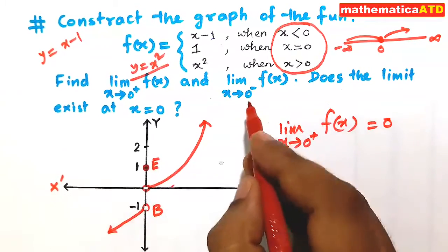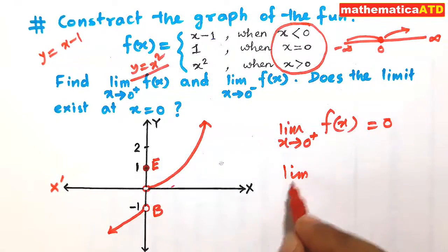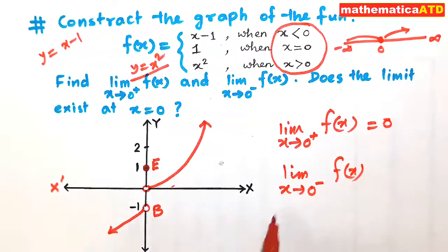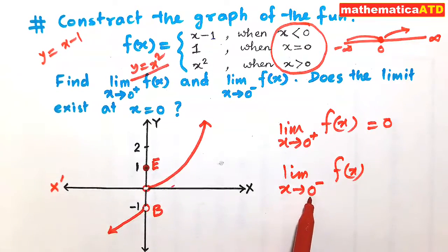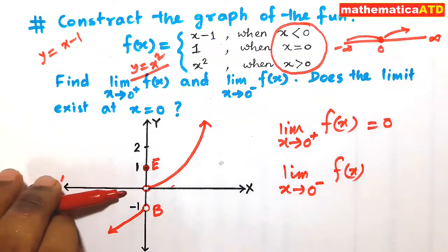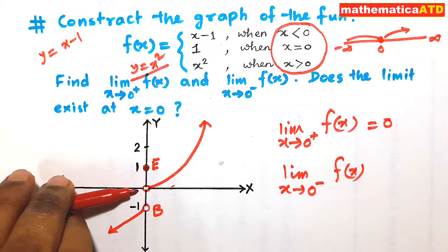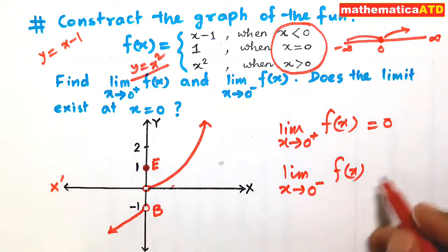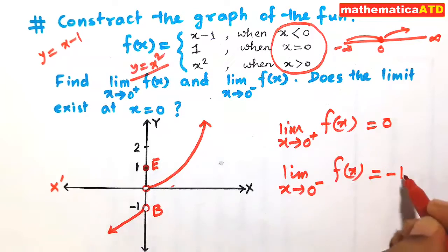And the second part gives you the limit as x tends to 0 minus of f(x). That means we are proceeding to 0 from the left side of 0. This negative sign is for the directional sign. Closer and closer to 0, on this graph we are proceeding closer to minus 1. So the limiting value of f(x) when x tends to 0 minus is equal to minus 1.